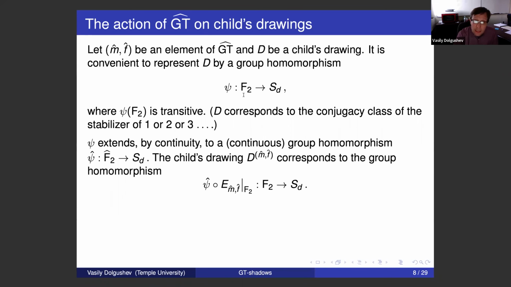It's convenient to represent the Child's drawing by a homomorphism, and then extend it by continuity to this homomorphism psi hat from F2 hat to SD. Whenever I have a finite group, I consider it with the discrete topology. So on SD there is the discrete topology, and on F2 hat I have the profinite topology.